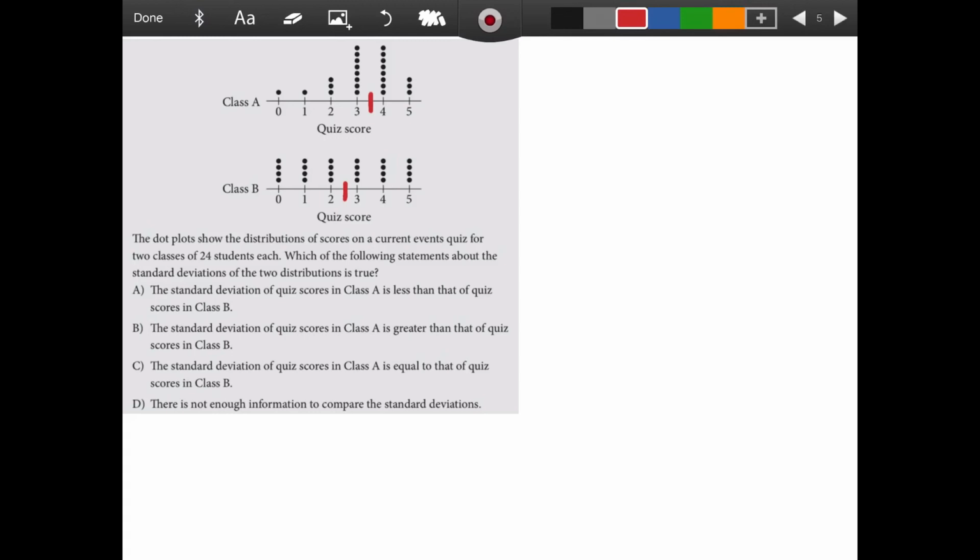So since Class A is more clustered around the mean, the standard deviation in Class A is going to be smaller, meaning that choice A is going to be correct.